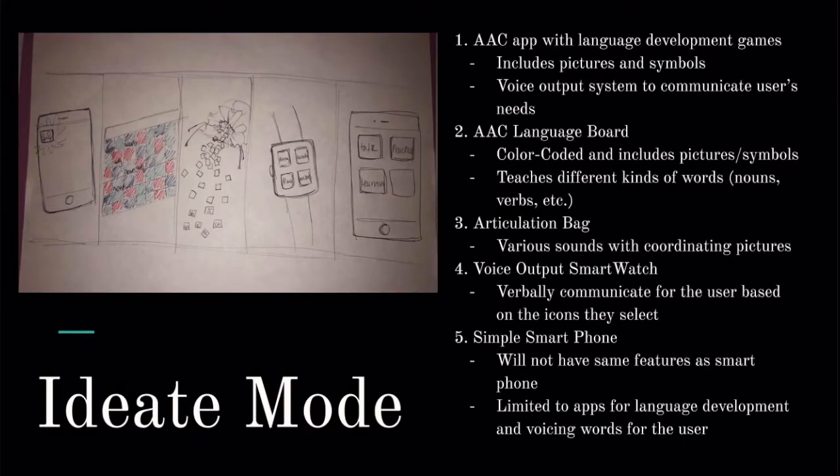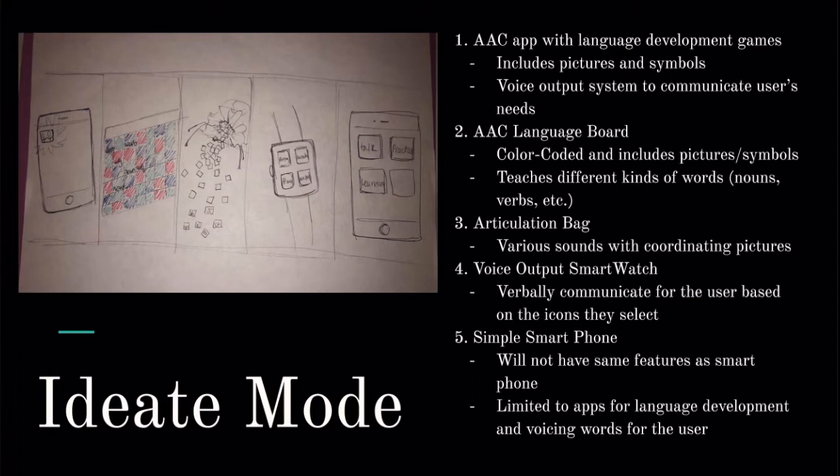In the ideation phase of the design thinking process, I came up with 5 possible solutions that I feel would satisfy my user's needs. The first possible solution I came up with was an augmentative and alternative communication app with language development games. It would include pictures and symbols and a voice output system to communicate the user's needs based on the icon they select.